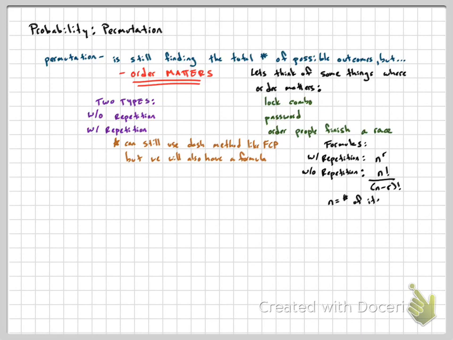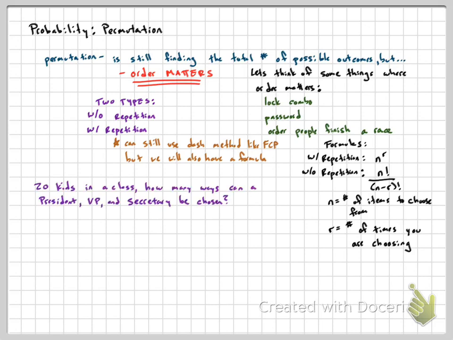So N represents the number of items to choose from, and R is the number of times you are choosing. Okay? So if you think back to our dash method, the dashes was the number of times we're choosing. What you fill into the dash is the number of items to choose from for that specific choice. It'll make more sense once we start looking at problems.